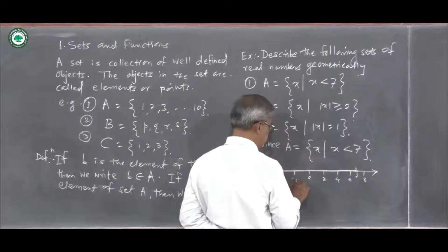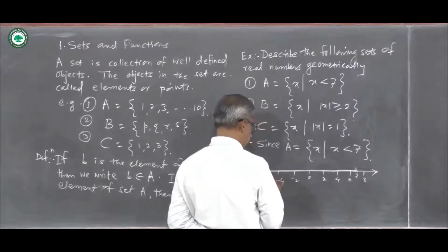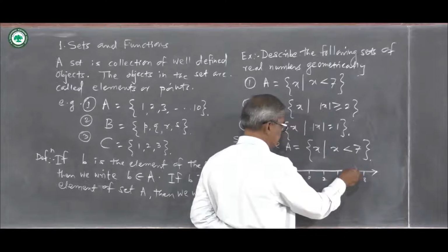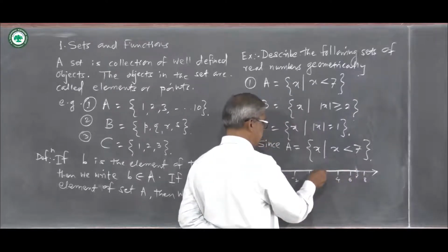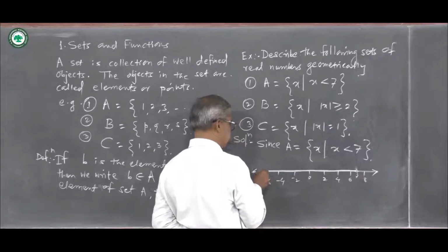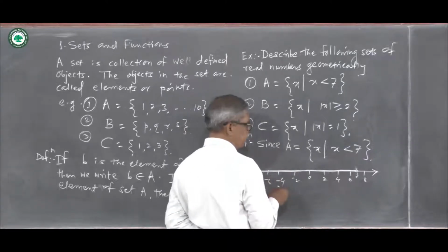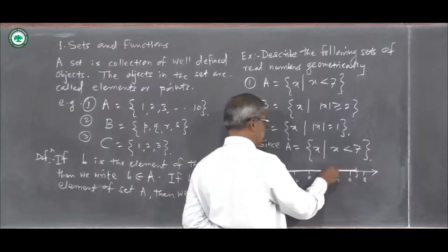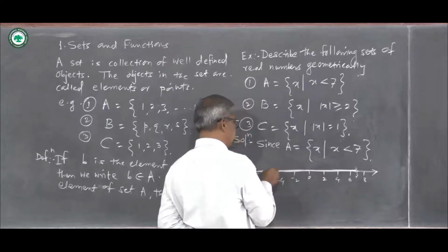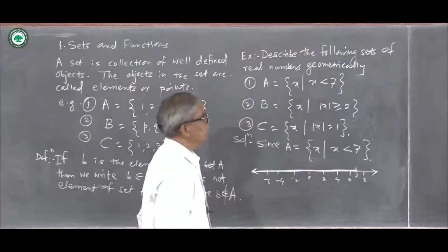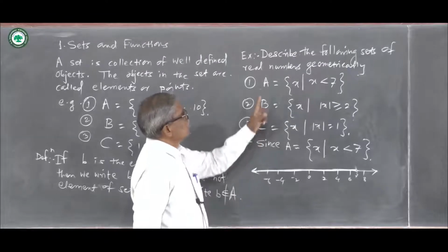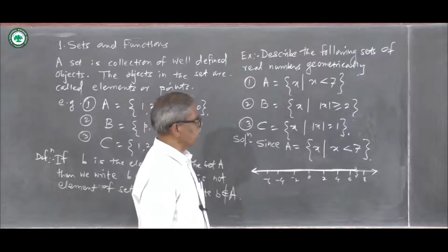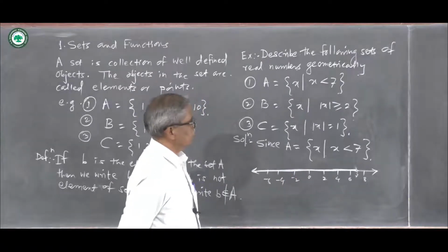Here is -2, -4, -6 and so on. All the elements less than 7 lie on this real line, on the left-hand side of 7. These are the elements whose set is denoted by capital A. Set of all x such that x is less than 7.